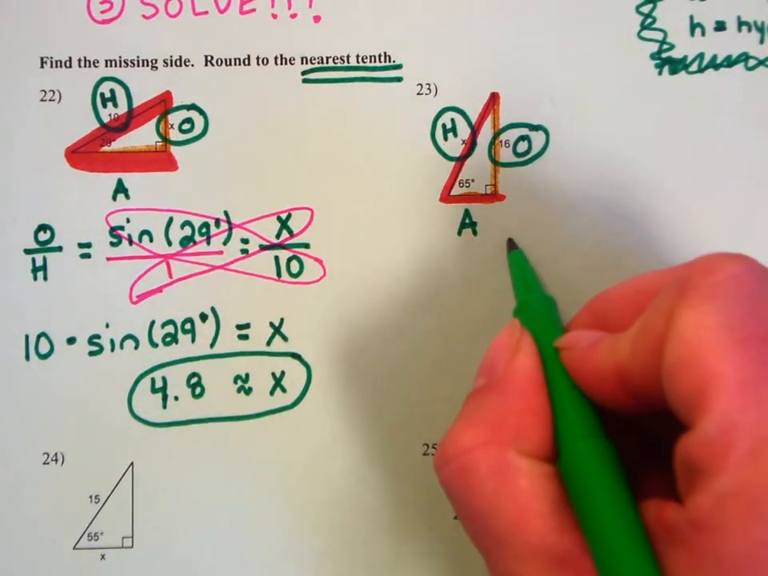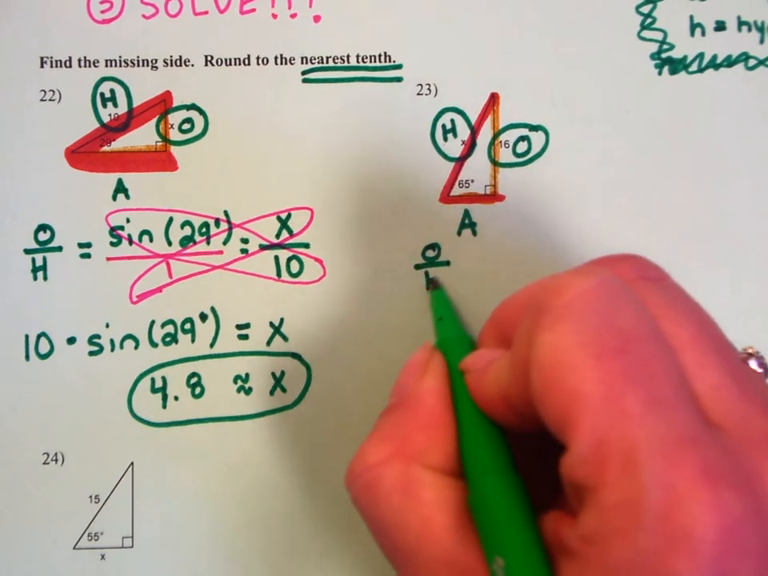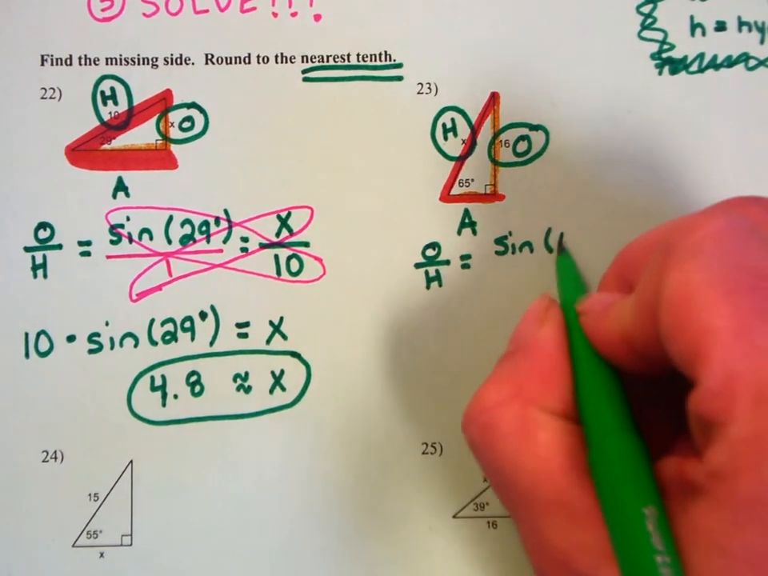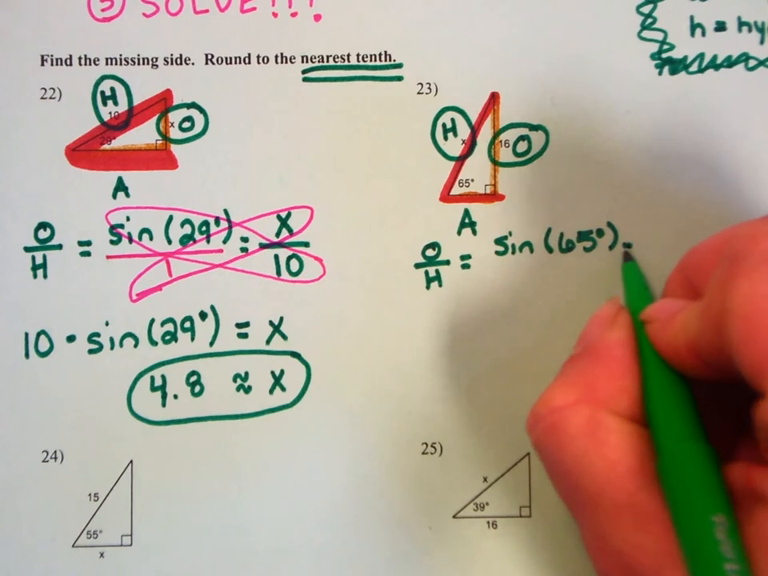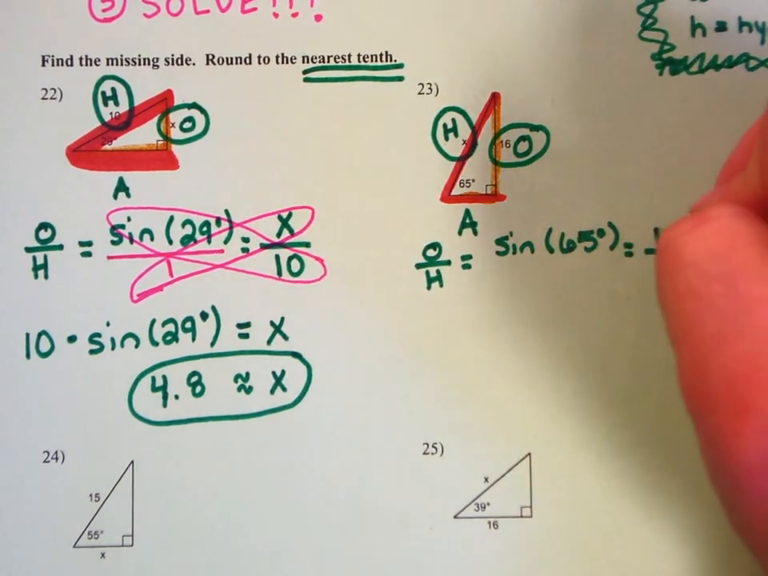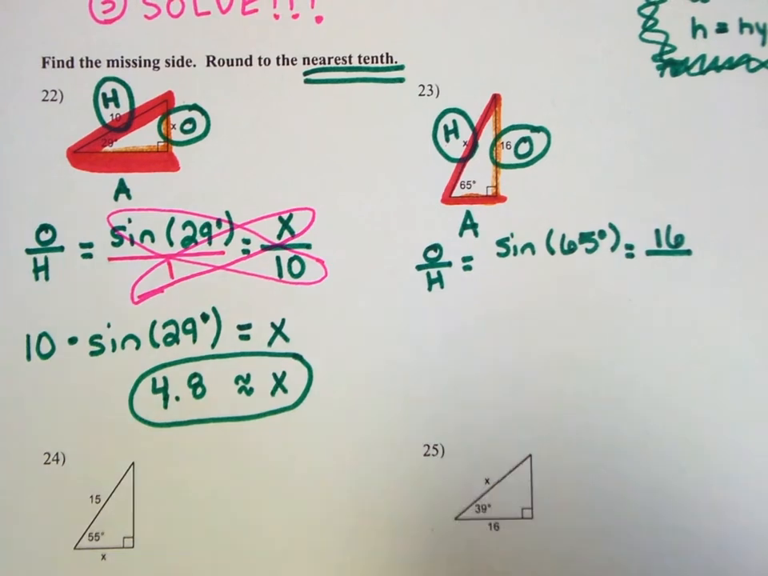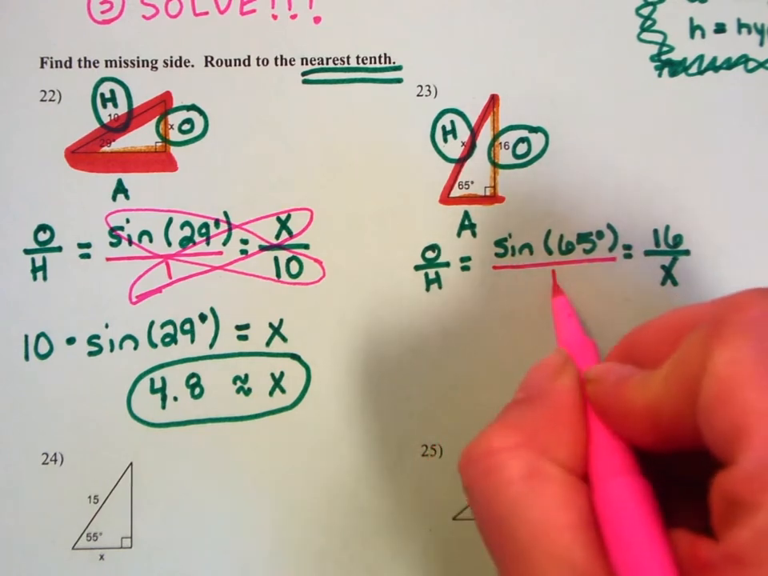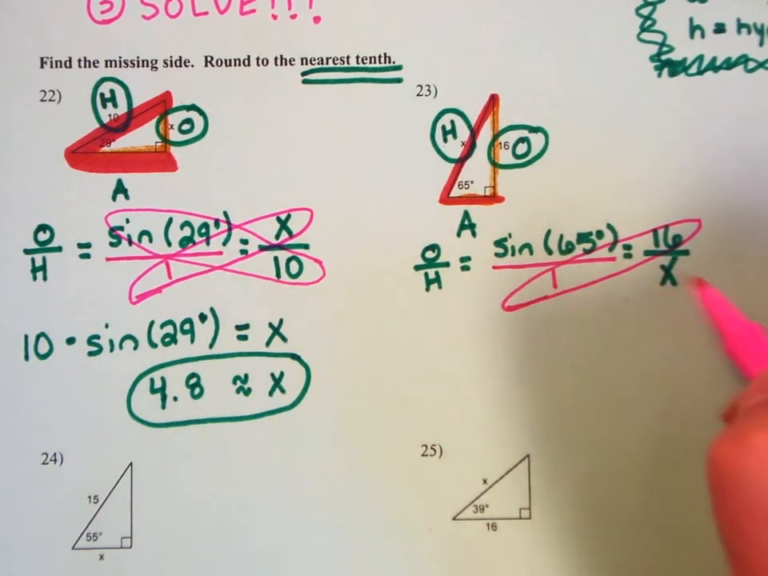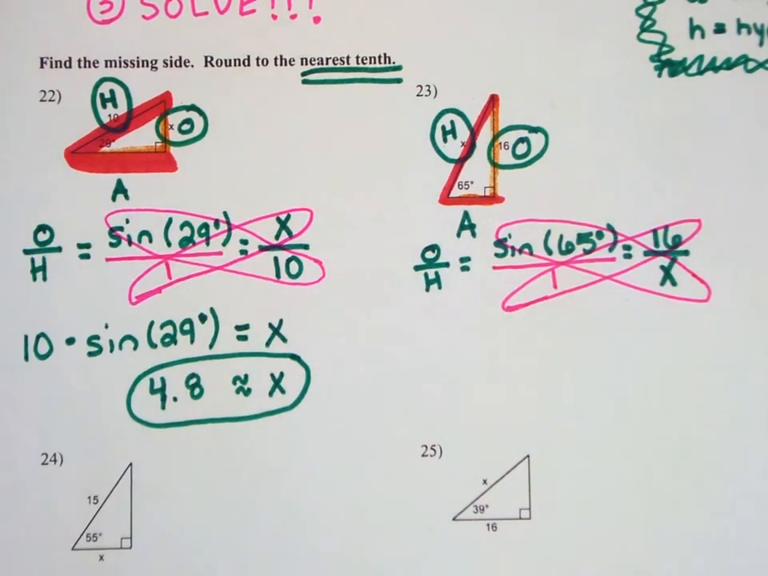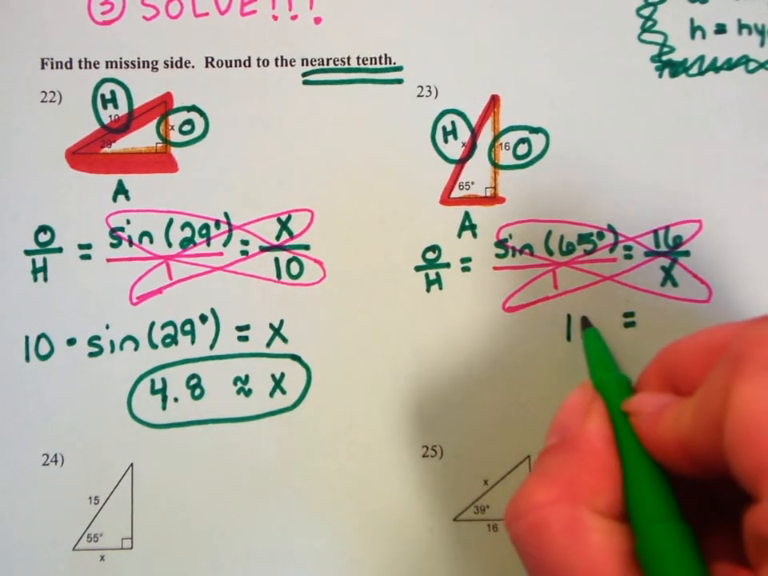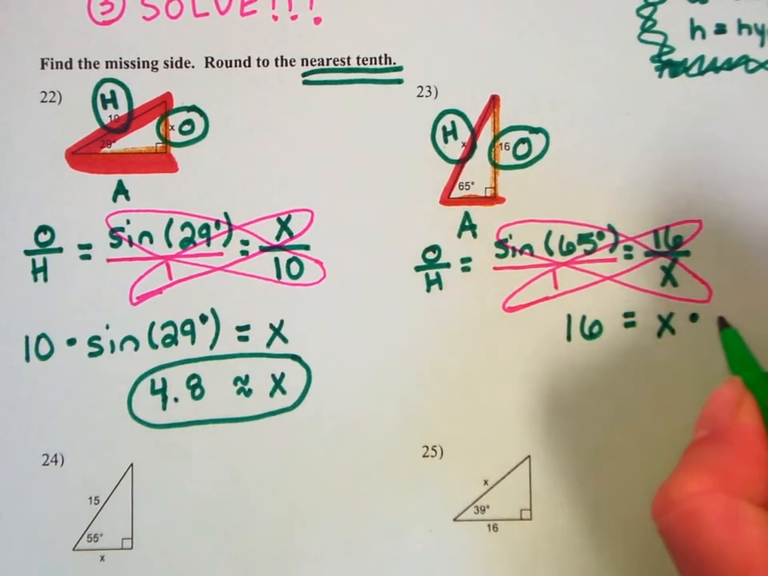So this time I have O over H is equal to the sine. How many degrees this time? 65 degrees is equal to, what is my opposite? 16. What is my hypotenuse? X. Very good. I need to set up a what? Proportion. I'm going to do what next? Cross multiply. So I have 1 times 16 is 16. Then I have x times the sine of 65 degrees.